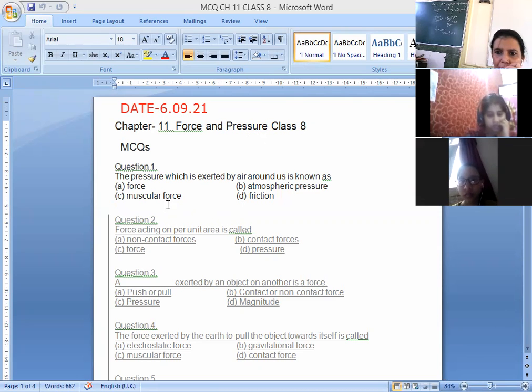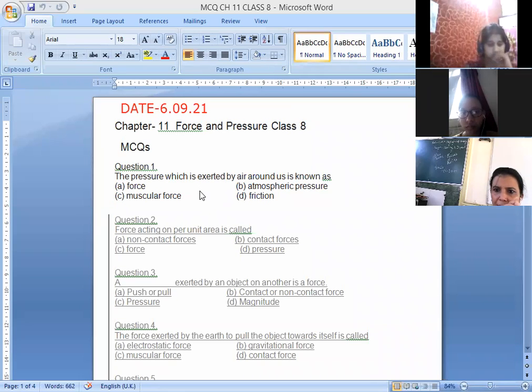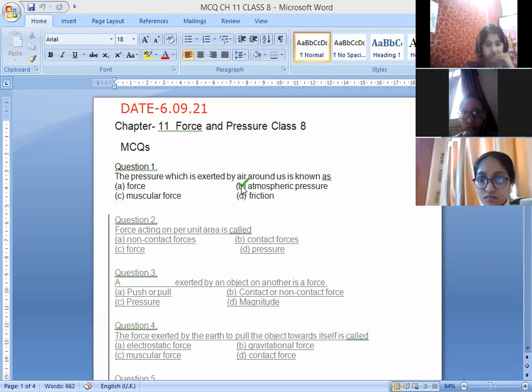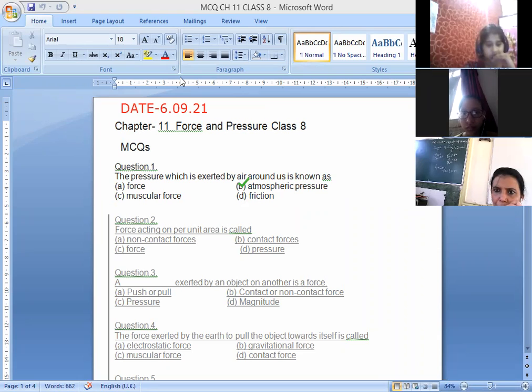So question 1 is, the pressure which is exerted by air around us is known as, yes Varuni? Atmospheric pressure. Yes, atmospheric pressure. Next is force per unit area, Neha Jain, is known as, yes Neha? Ma'am, pressure. Yes, it is known as pressure.